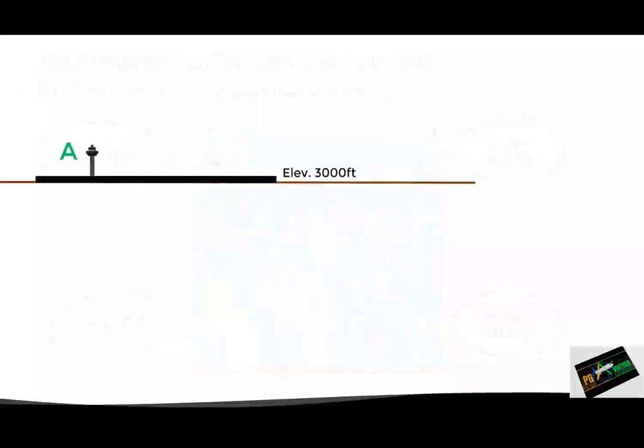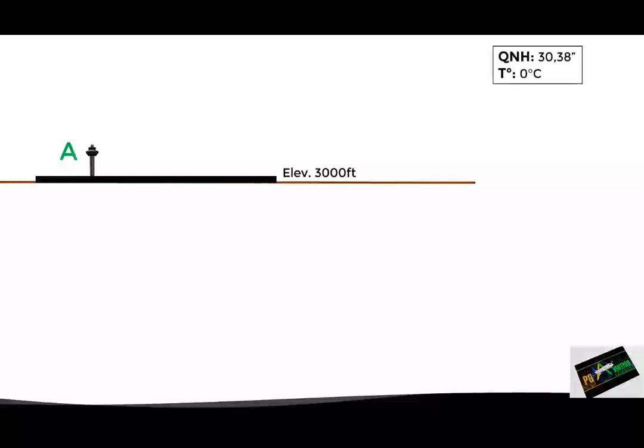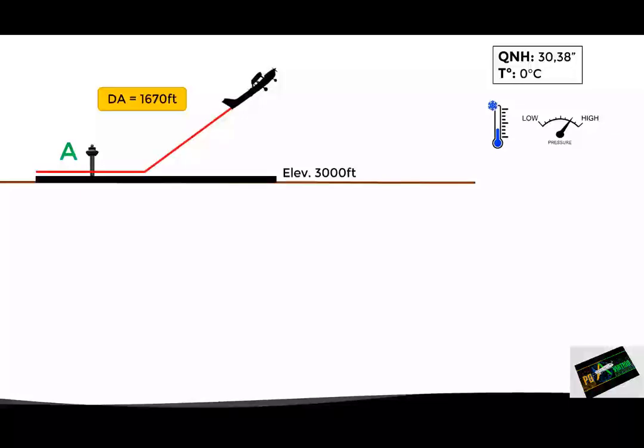Suppose that airport A, with an elevation of 3,000 feet, reports a QNH of 30.80 inches of mercury and a temperature of 0 degrees Celsius. This indicates a relatively high pressure and low temperature, which will cause the air density to be high. Now, since the air density is high, it means the density altitude will be low. In this particular case, it is 1,670 feet. In other words, aircraft operating at this airport will behave as if they were flying at 1,670 feet, which means that they will present a good performance.